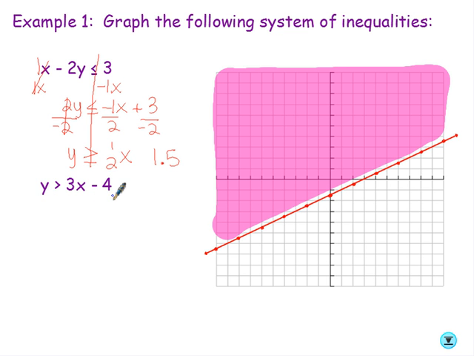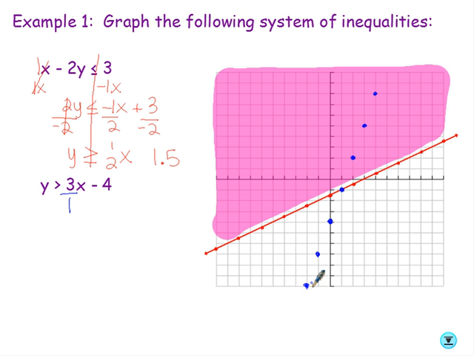So I need to start down 4. So 1, 2, 3, 4. My slope is 3 over 1. So I'm going to go up 3 because it's positive and right 1 because it's positive. So up 1, 2, 3, right 1. Up 3, right 1. I'm out of space. Let me go back here. Down 3, left 1. Down 3, left 1.